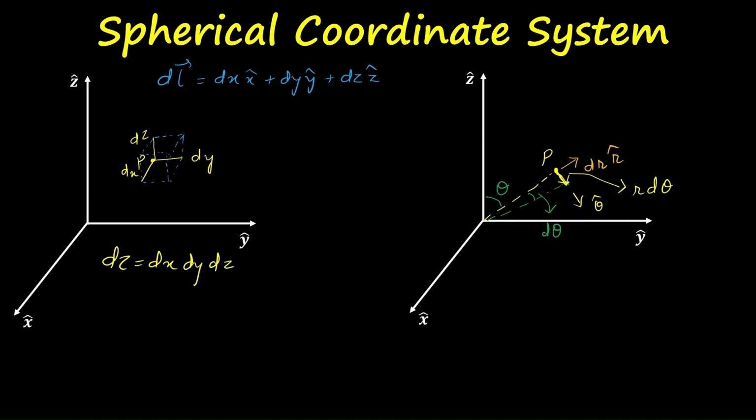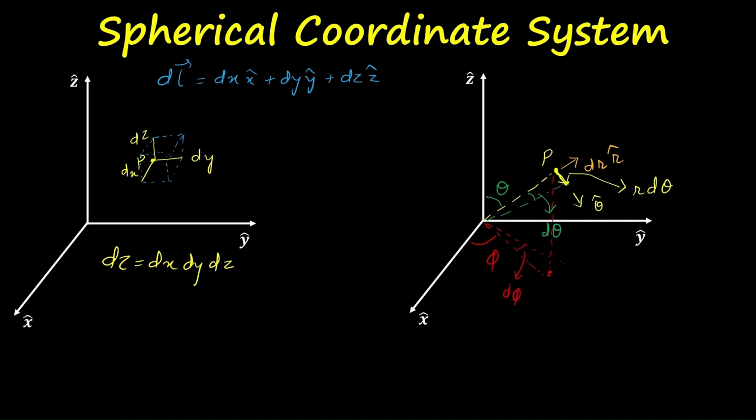So, r d theta is the change along the theta direction. What about phi? For phi, we have to take the projection here. Let's say this is the projection, and this is the angle phi. And let's say we are giving a small increment, say d phi.